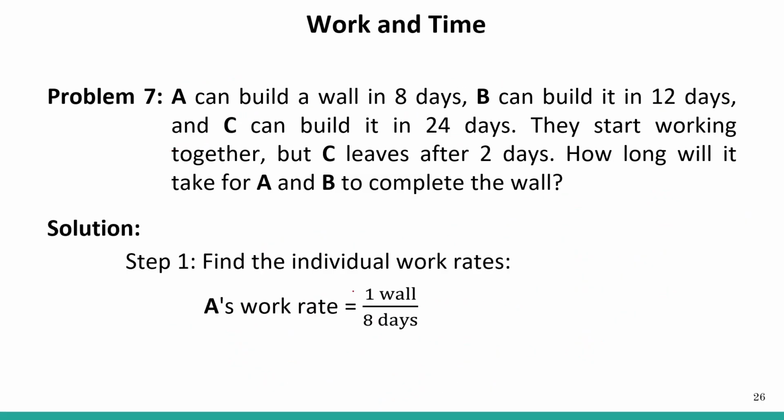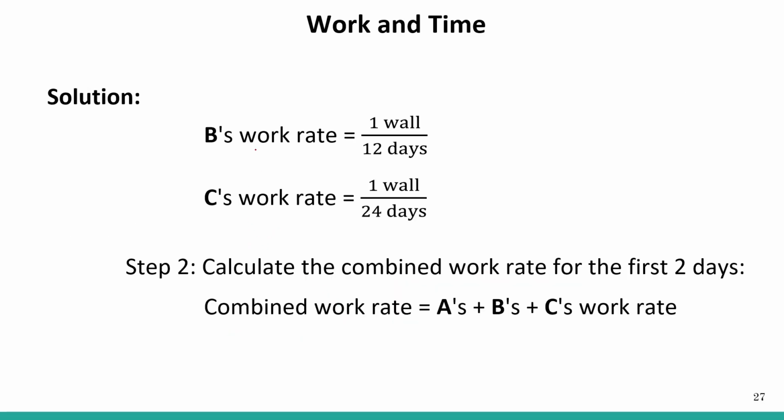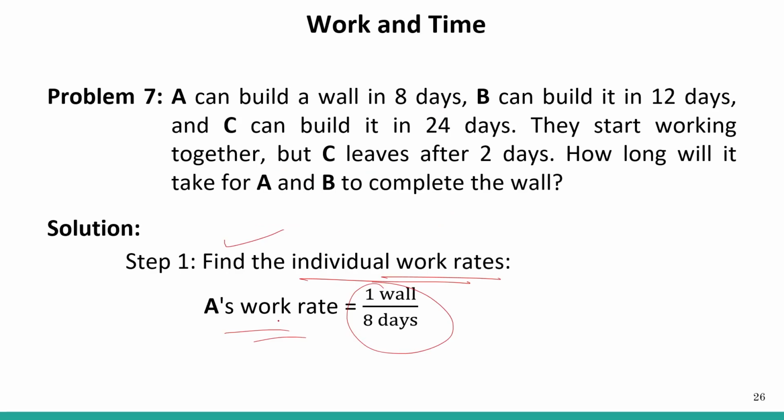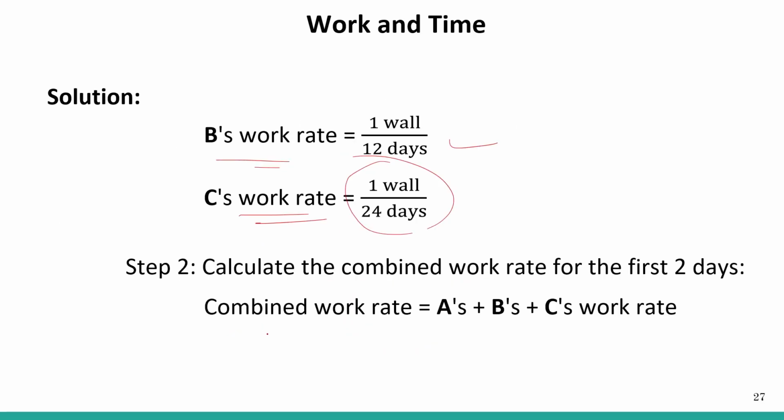So let's see a step-by-step solution. First, we found out the individual work rate. A's work rate is 1 by 8, so 1 wall per 8 days. B's work rate is 1 wall per 12 days, and C's work rate is 1 wall per 24 days. So we have written here the three work rates, that is work rate of A, work rate of B, and work rate of C as 1 by 8, 1 by 12, and 1 by 24 wall per day respectively for A, B, and C.